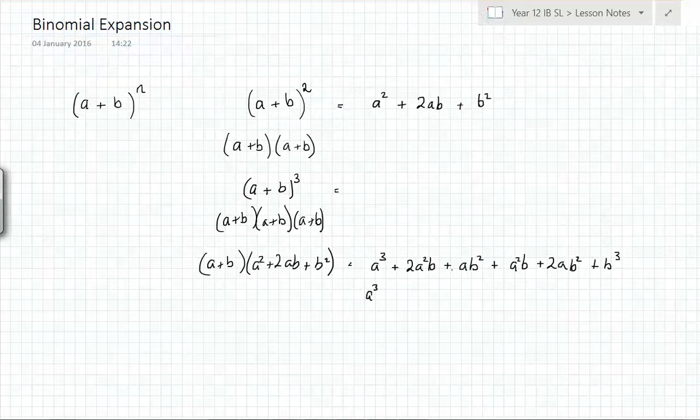So we've got A cubed. We've got 2A squared B. We've got another A squared B. So it's actually 3A squared B. And then we've also got a plus 3AB squared. And then we've got plus B cubed. Now I've written it in that specific way for a reason. That's what we need to get used to seeing. Happy with how to do that multiplication?